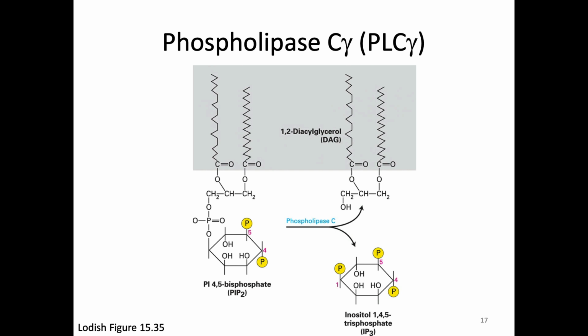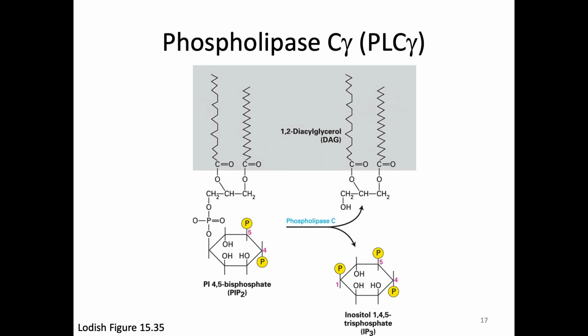You don't have to get super stressed about its structure or anything, but I know some of you will be interested in it because of your biochemistry background. This is called PI 4,5 bisphosphate. Most of the time, immunologists refer to it as PIP2. And so this is PIP2, and phospholipase C cleaves PIP2.